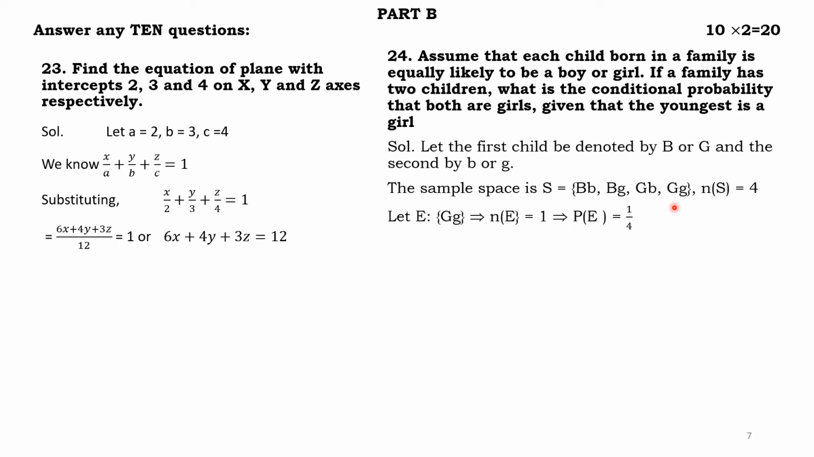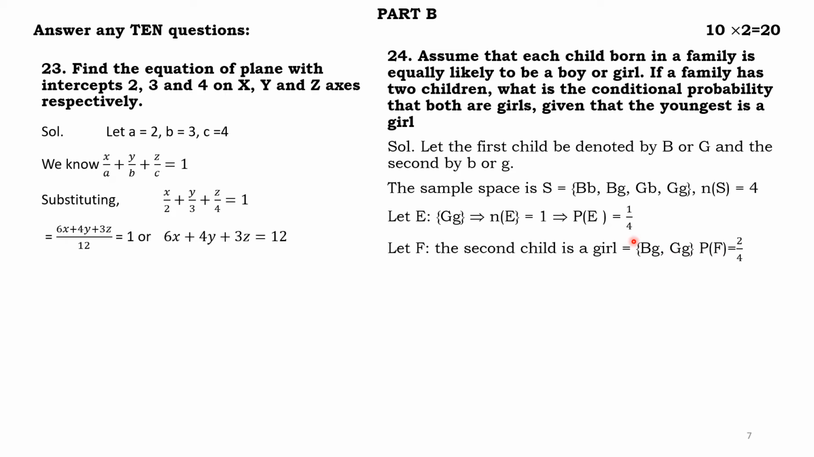Therefore, let E be the event that both are girls. You see here, it has a conditional probability that both are girls. So E is capital G and small g. The number of times E can happen is 1 only, that is, out of these 4, only this one. So the probability of event E, that both are girls, is 1 in 4.